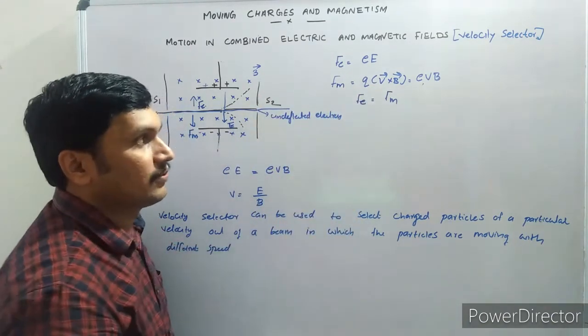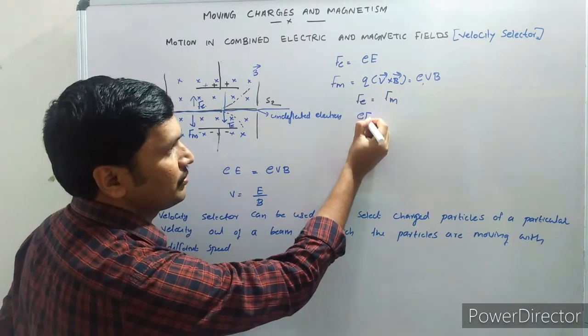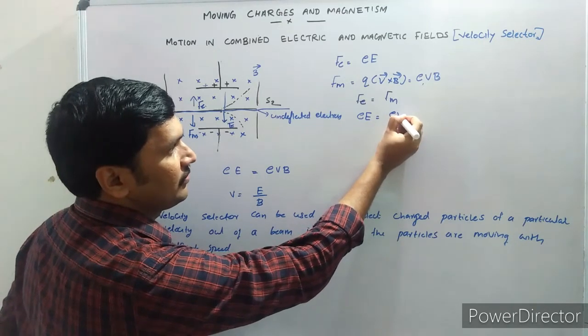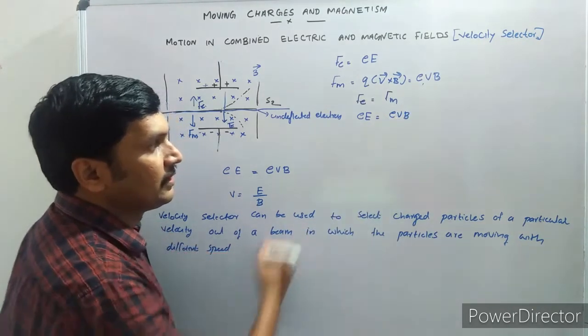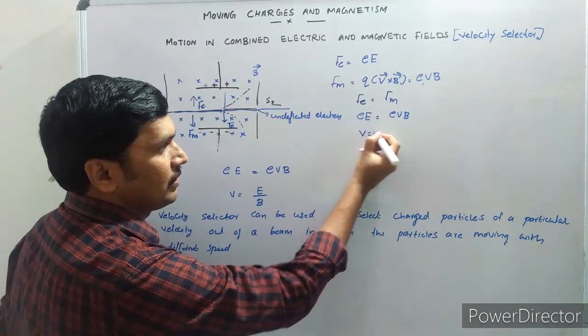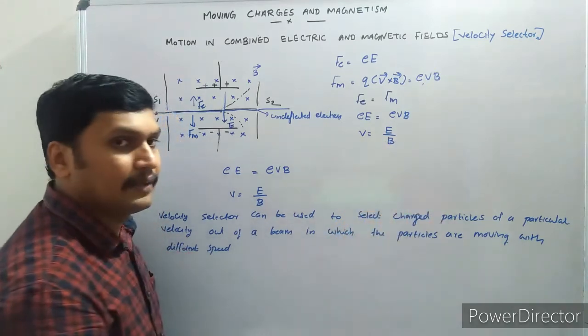Fe is equal to Fm. What is electric force? eE. What is magnetic force? Magnetic force is equal to eVB. And e can be cancelled. So we can write V is equal to E by B.